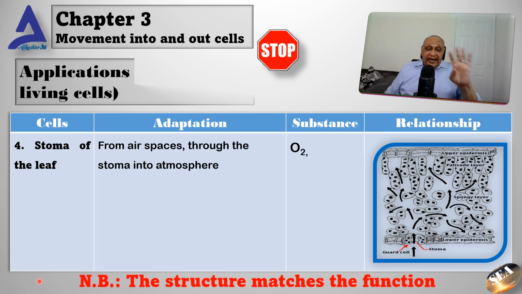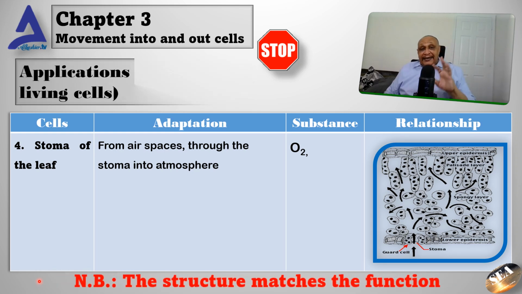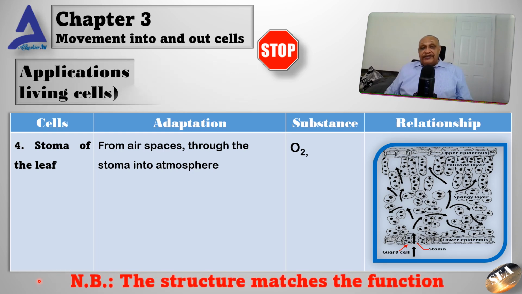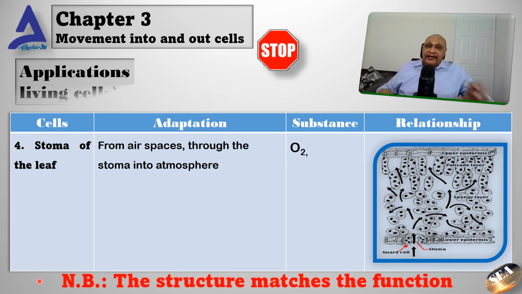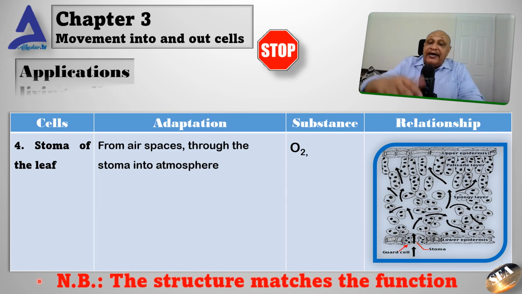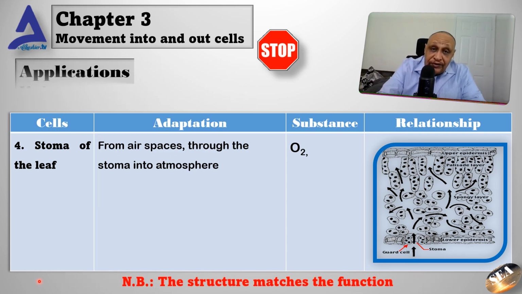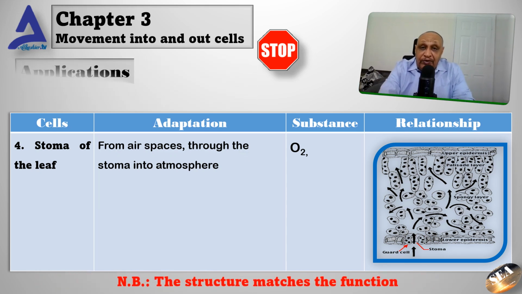So now we have 4 types of cells that are adapted for the process of diffusion, and we see how they are adapted and what the substances are, and we see also a diagram showing what we are talking about.